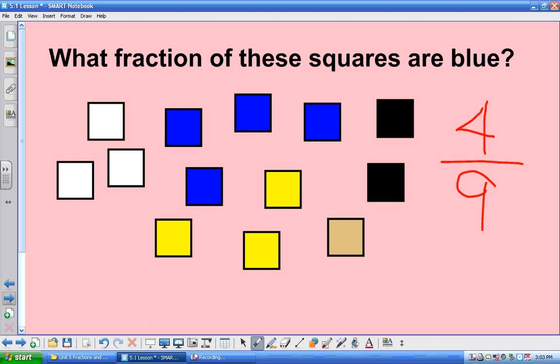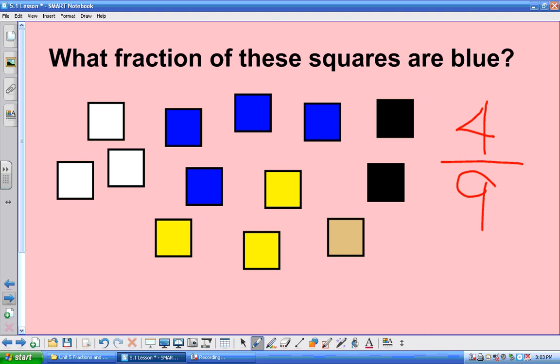So, does he have the correct numerator? Yes. Yes, he does. So he's made a mistake on his denominator. So who can tell me, don't tell me what the number is, who can describe or tell me the definition of the denominator?